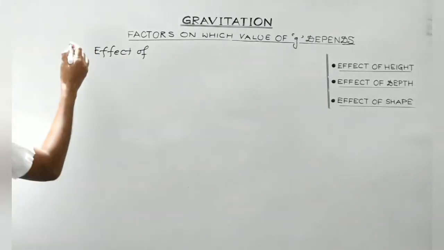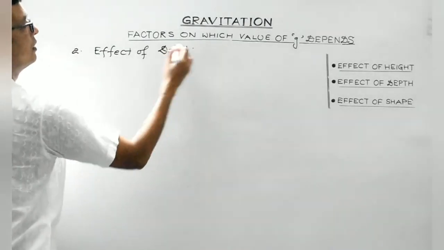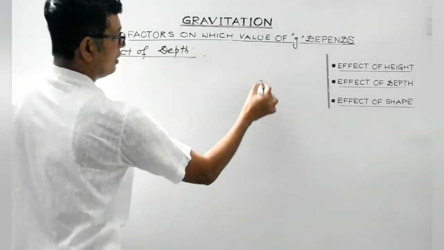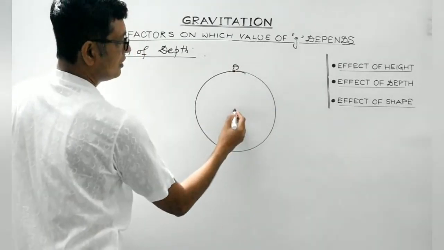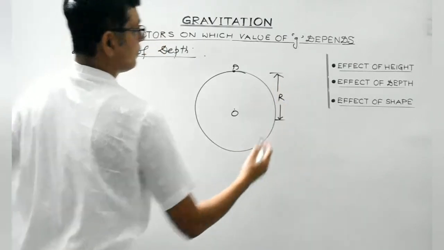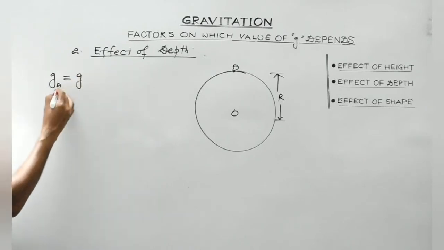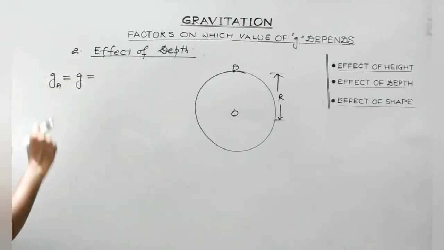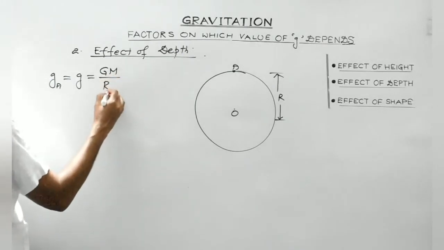So, second point, effect of depth. This is a point on the Earth's surface, right? This is the center, and obviously this is radius r. At any point on the Earth's surface, the value of acceleration due to gravity can be considered to be small g, and it is GM by r square.